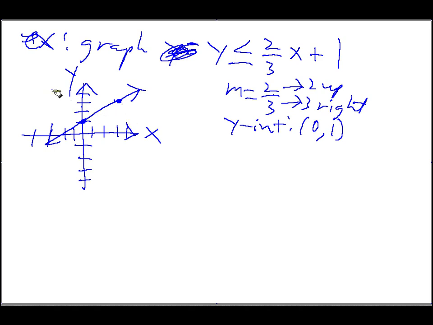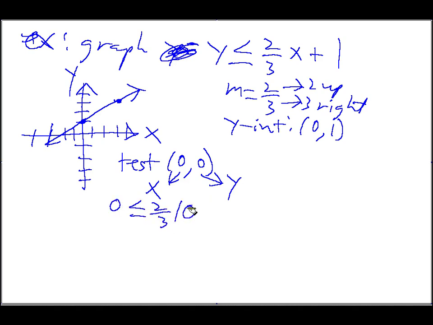All right, now, do I shade above the line or below the line? Well, how can I find out? Well, let's test it then. Let's pick a nice point to test. Let's pick (0, 0). That's a good point to test, right? So let's test the ordered pair (0, 0). Will this satisfy this inequality? Well, let's plug it in. Plug in 0 for x and 0 for y. So 0 less than or equal to 2/3 times 0 plus 1. Well, 2/3 times 0 is 0, so 0 is less than or equal to 1.